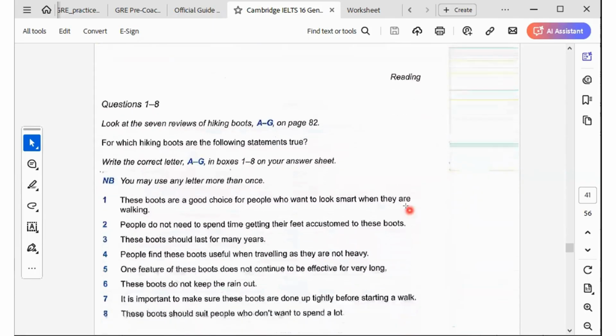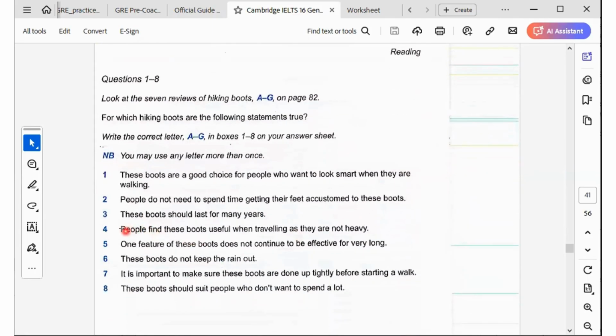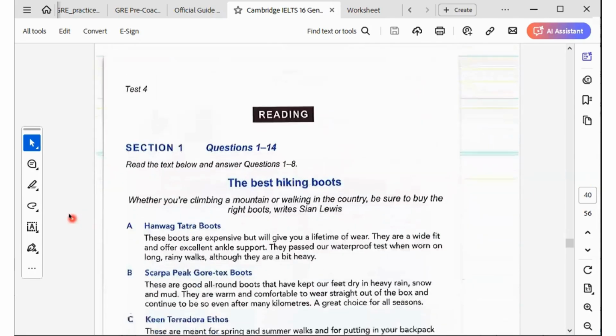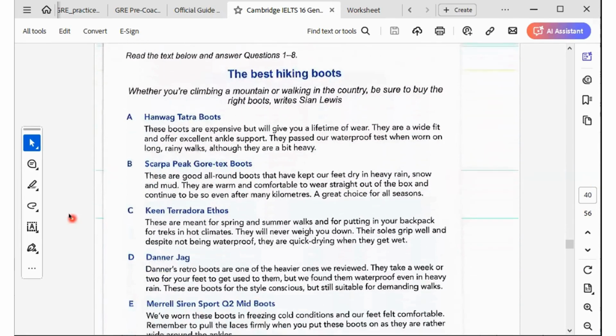So C can be matched to statement number 4. Number 4 is going to be C. Okay? Number 4 is going to be C. Let's move on. Next paragraph. Let's move on. Hold on.